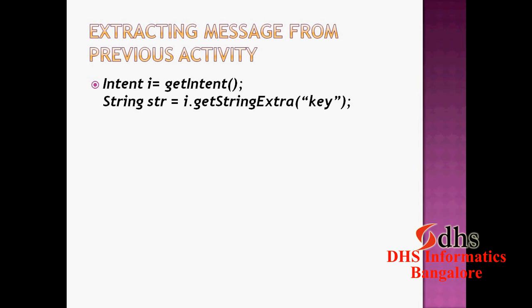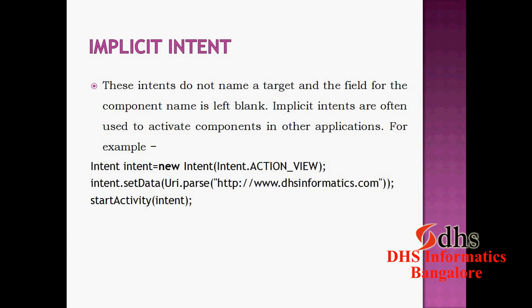So for example, we can see here extracting message from previous activity. How can we access it? Using that key, whatever key we assign. Here we are using the getStringExtra method and passing a key. Based on that key, it is going to extract the data and store it in string str.